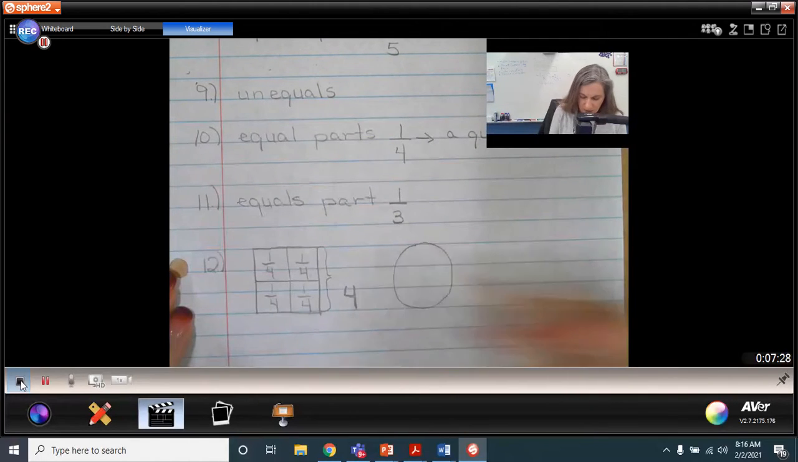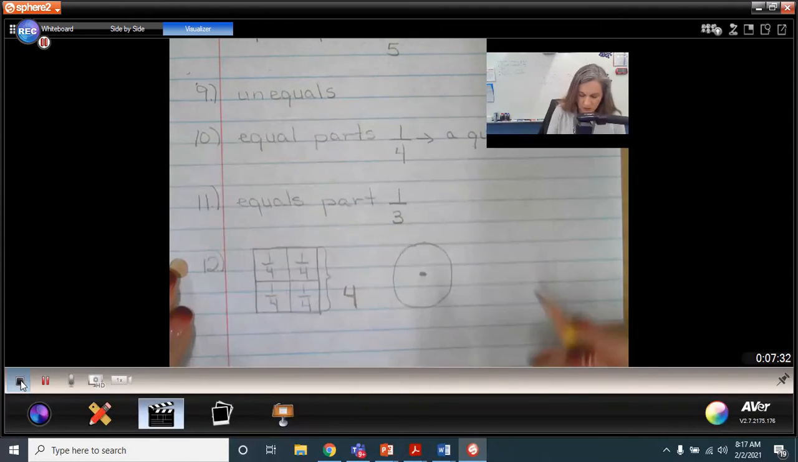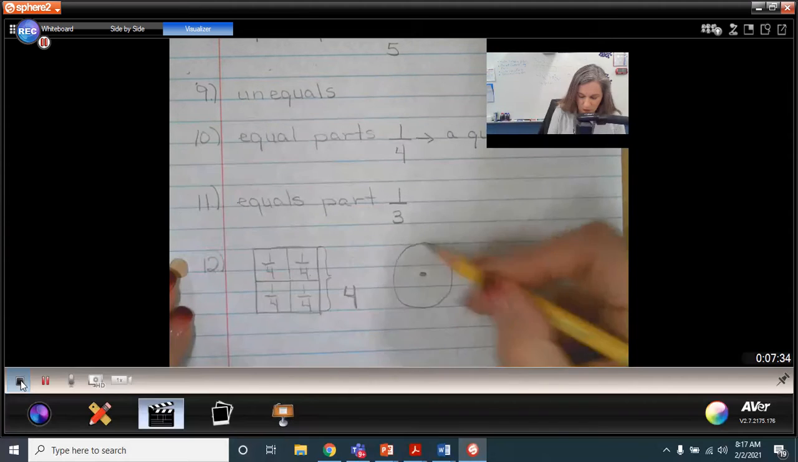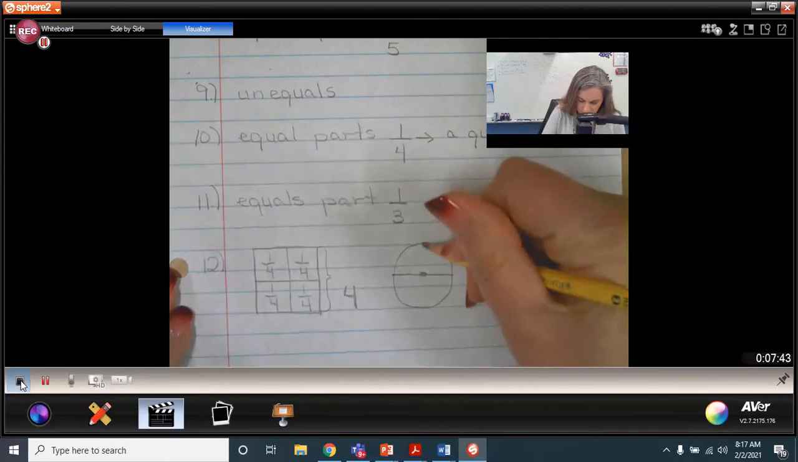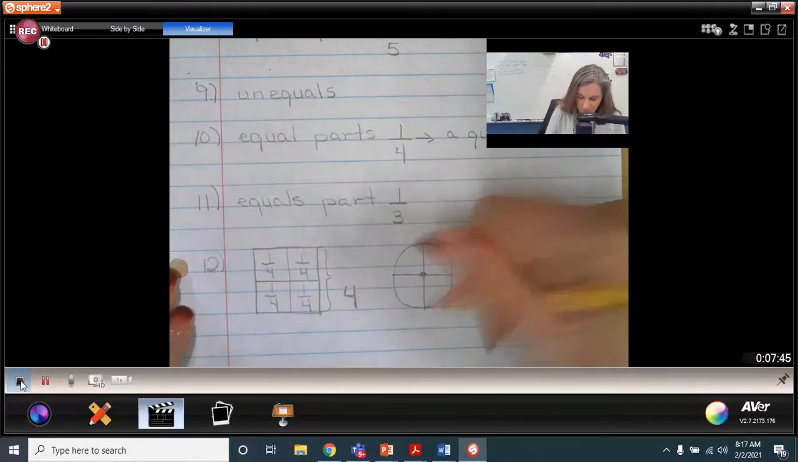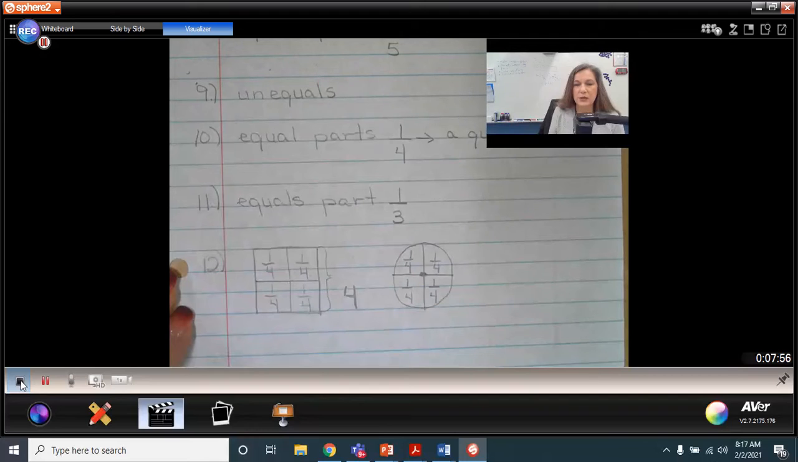I could also do a circle, and remember, we cannot partition a circle by drawing lines just anywhere. Remember, we have to go through the center point. There's a center point. Now, each one of those would be considered 1/4 of my circle, one of the 4 pieces. So we label or name each one of those pieces by its fraction.